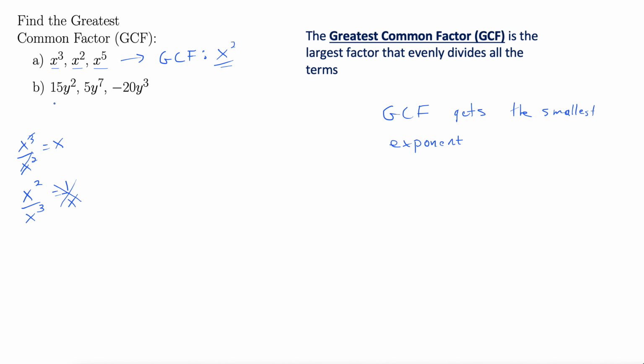So let's check out part B here. We have 15y squared, 5y to the 7th, and negative 20y cubed. All right, so here we go, the GCF of part B.